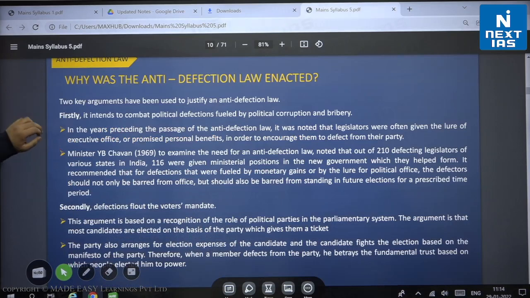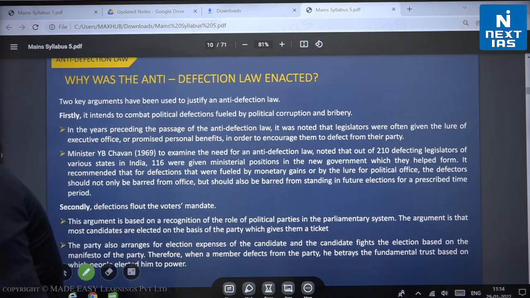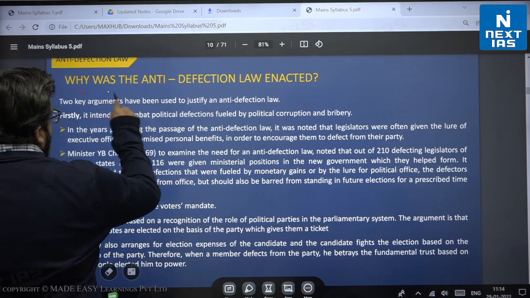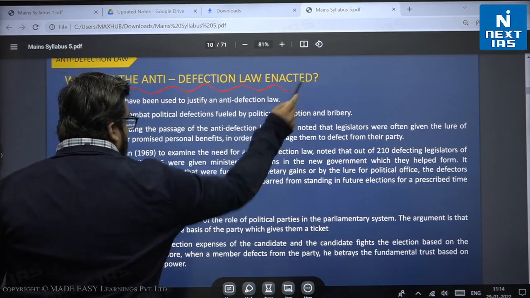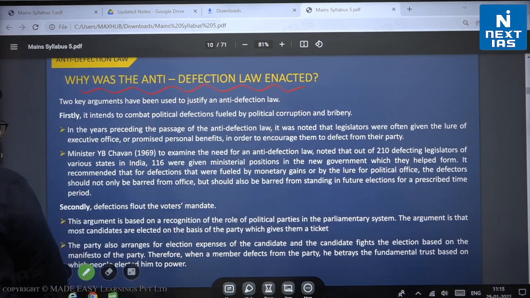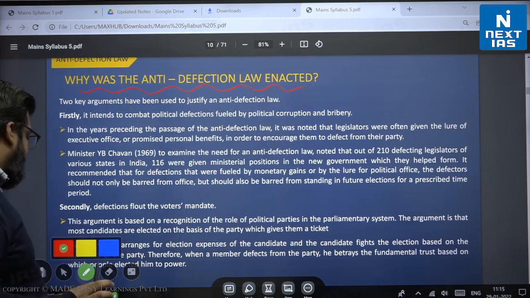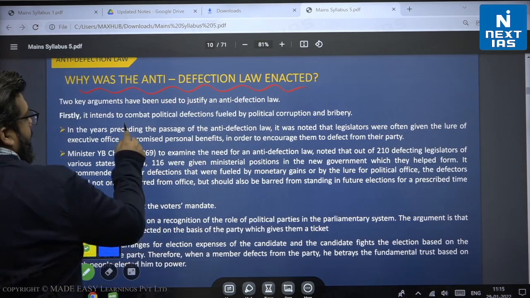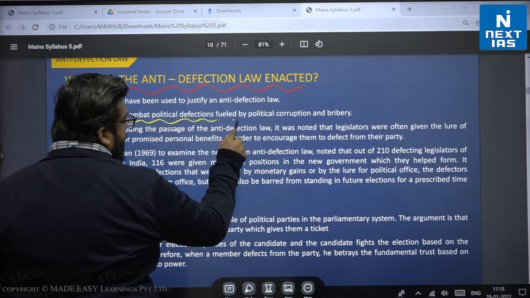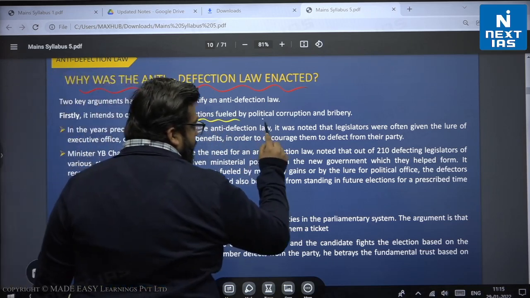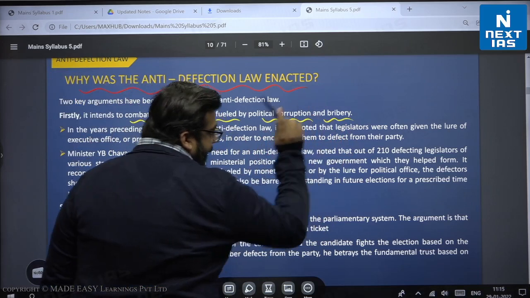Why was this law enacted in the first place? इसकी क्या ज़रूरत पड़ी? Extremely important discussion that we need to have. Why did this happen? See, there are two basic reasons why this had to happen. The first was, you wanted to combat political defections which were happening due to corruption and bribery.